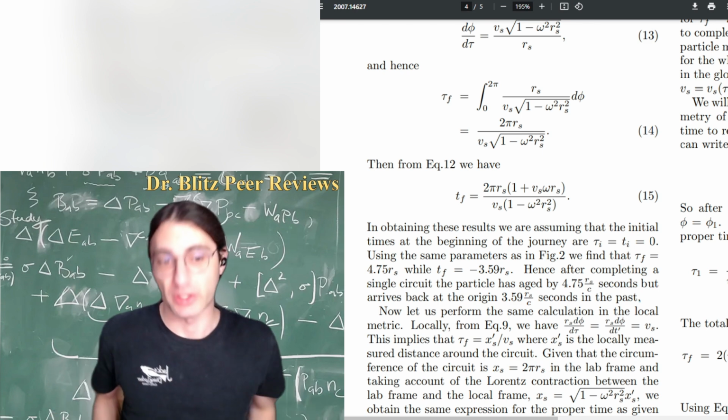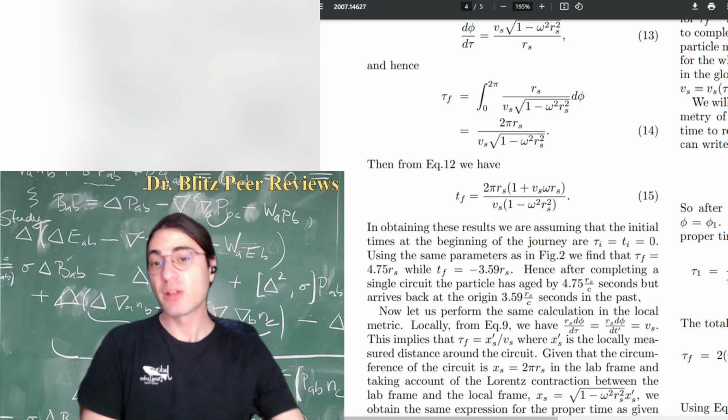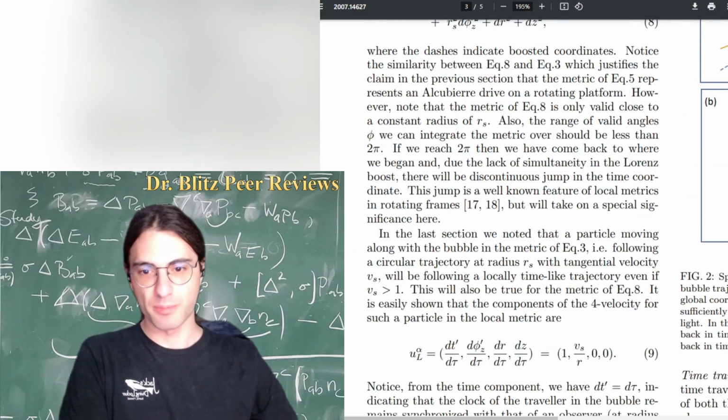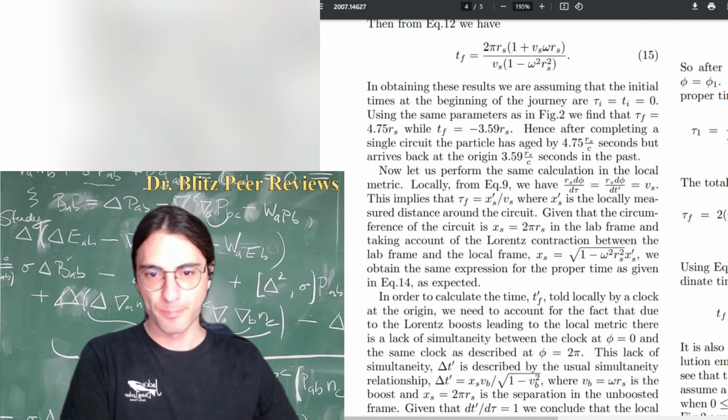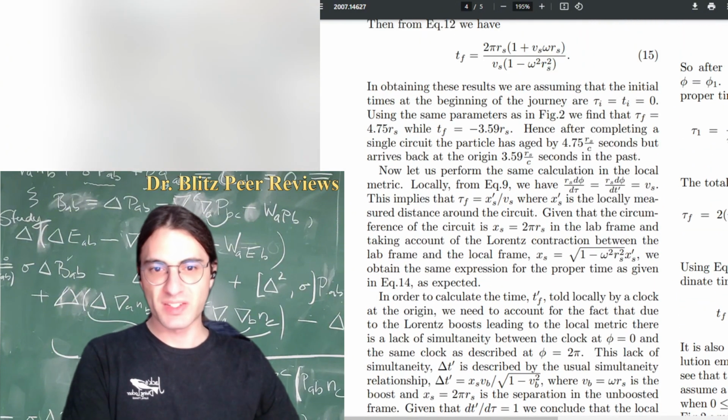So that's in the global metric, the global coordinates. Now let's perform the same calculation in the local metric. From equation 9, this is the speed in the local coordinates. We have r sub s d phi over d tau, which is r sub s d phi over dt prime, equals v sub s. So they're just calculating the tangential speed in these coordinates, which is fine. This implies that tau sub f is x prime sub s over v sub s.